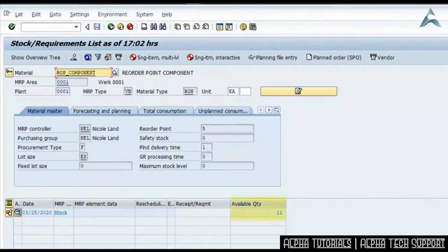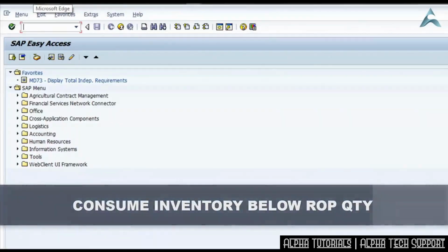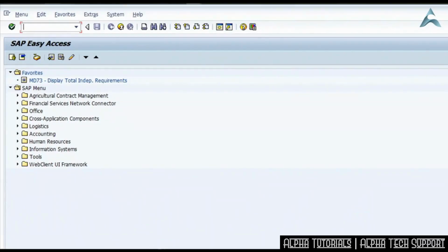We currently have 11 in our building, and we need to order more as soon as inventory drops below 5. So how do we get inventory to drop so we can demonstrate this? For clarity of this demonstration, I'm simply going to issue some of the available inventory, some of that 11 eaches. I'm simply going to issue it out of stock to a cost center, indicating that it's been used.